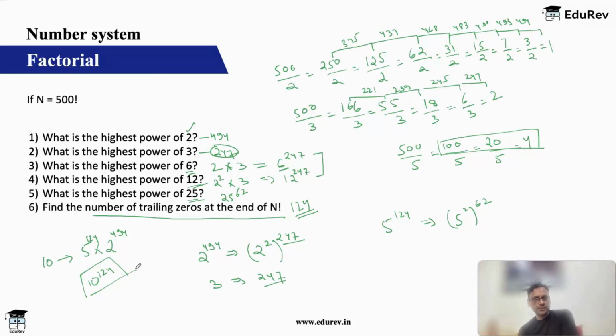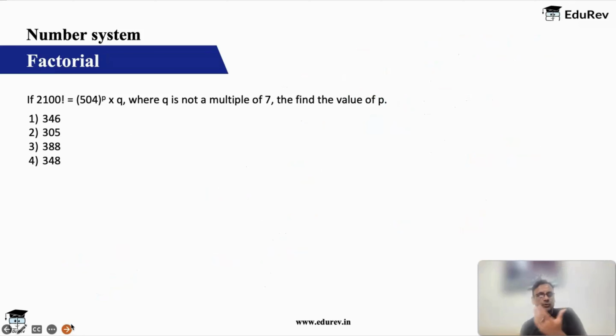Okay. So we have done 6 questions just to do a recap of all that we have discussed about factorial. Now these are very basic plain vanilla questions. Let's bring some spice and let's look at slightly more complicated questions now. So now if 2100 factorial is 504 to the power p into q, where q is not a multiple of 7.